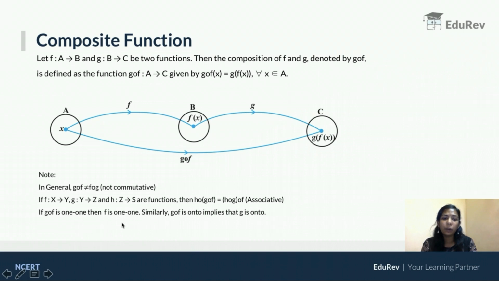And one more thing you can remember is if g circle f is one-one, then f is one-one. And if g circle f is onto, then g is onto. The proofs are there in the summary section. You can check that. I hope it is clear and I'm moving on to the next slide.